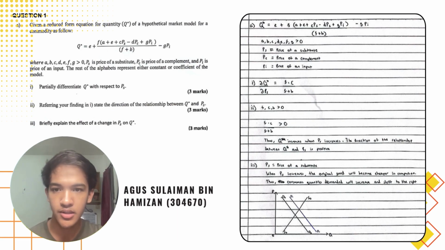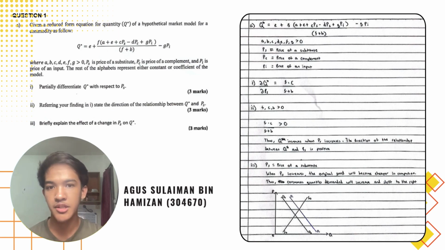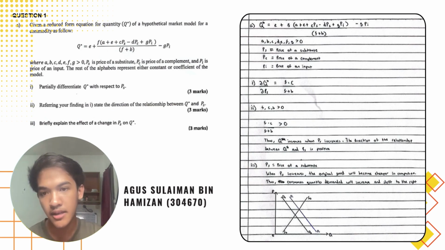And then moving on to question 2, referring to your finding in 1, state the direction of the relationship between Q and PS. As we know from the conditions, F, C, and B are more than 0. That means that F times C over F plus B, which is the differentiation, is also more than 0. Thus, Q increases when PS increases. The direction of the relationship between Q and PS is positive. So both increase when the other increases.